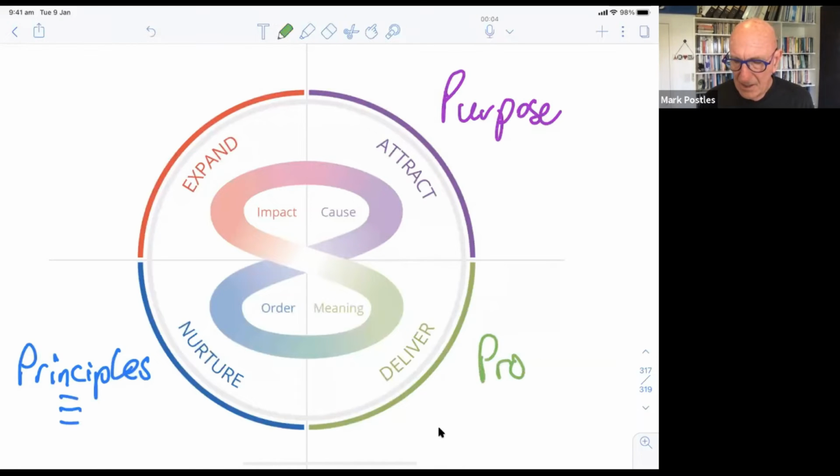And what we find is that the associates really resonate with process. So the associate will be attracted in by the purpose, will feel comfortable and want to stay there because of the order and the structure of the principles and the application of that. And then they will deliver really well when they have a process to follow. And this is a linear phenomenon.